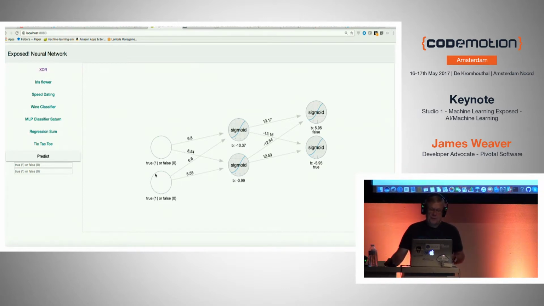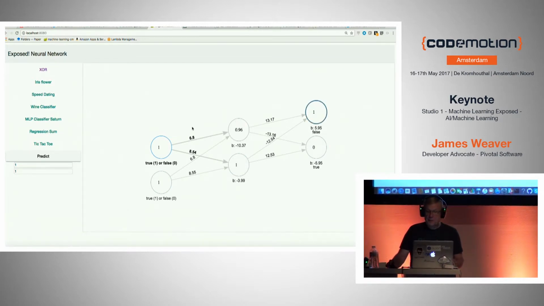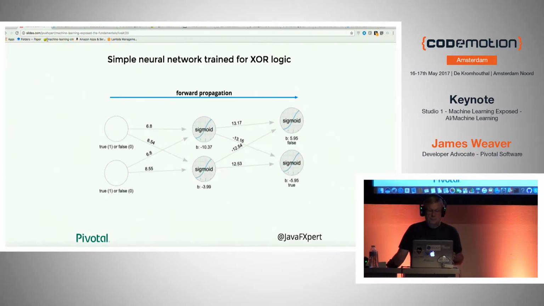So if I have true XOR true, then I should get what? Correct, false. So I hit predict, and there is a 1 probability that it's false. So the calculation then is on this slide.